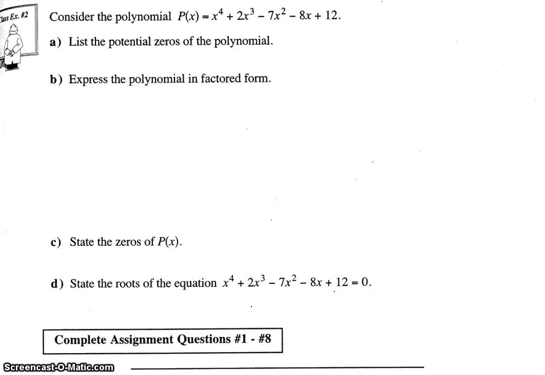Example number 2. Consider the polynomial p of x equals yada yada. List the potential zeros. Remember, potential zeros using our integral zero theorem. As long as our coefficient in front here is a 1, all of our potential zeros would be factors of 12. So we are going to list our PZs, our potential zeros, as plus or minus 1, that's a factor of 12, plus or minus 2, etc. You go ahead and finish that up, and then we'll see if we have the same answer.